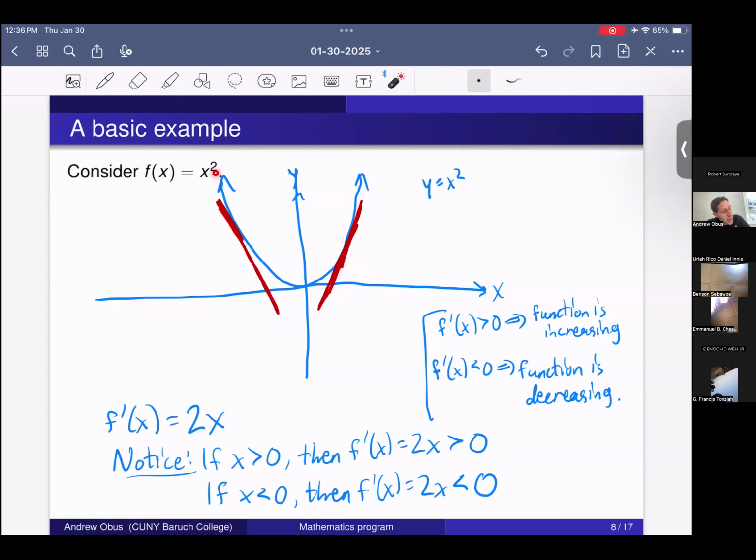If we go from left to right, it decreases down to 0, and then it increases as we go up from 0. And where it's equal to 0 right here, this is the critical point. This is the local minimum. Right, this over here is the local minimum. Okay. Questions?